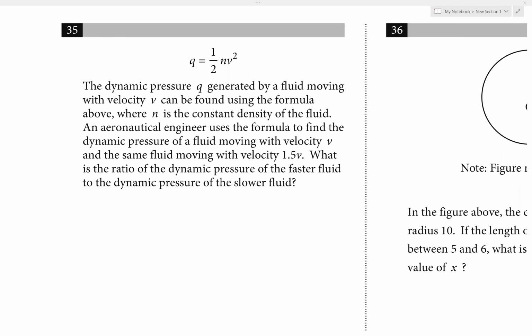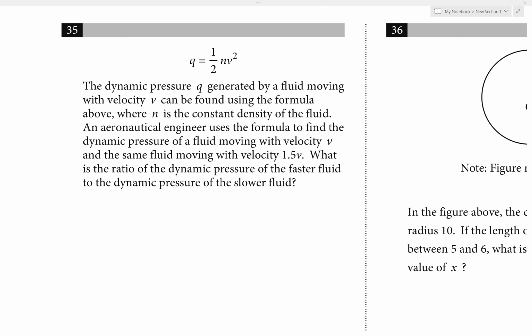All right, question 35. We have the equation Q equals 1/2 mv squared. The dynamic pressure Q generated by a fluid moving with velocity v can be found using the formula above, where n is the constant density of the fluid. An aeronautical engineer used the formula to find the dynamic pressure of a fluid moving with velocity v and the same fluid moving with velocity 1.5v. What is the ratio of the dynamic pressure of the faster fluid to the dynamic pressure of the slower fluid?